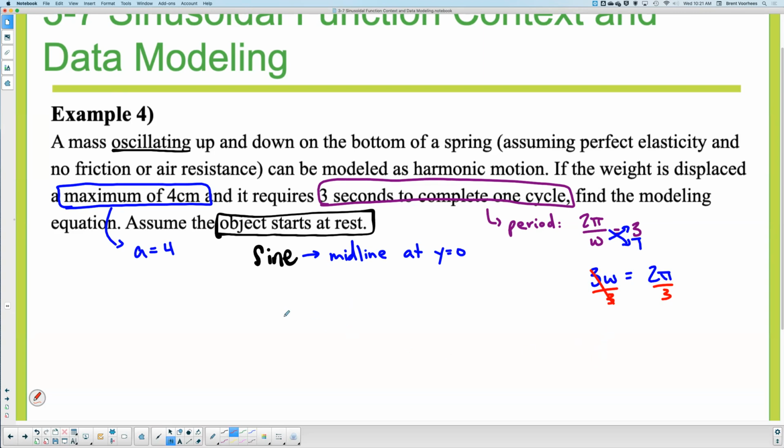Let's write our equation then. We would say a mass, I'm going to call it M for mass, oscillating over time. M of t would equal, what's our A? 4 sine of 2 pi divided by 3 times t. There's our equation.